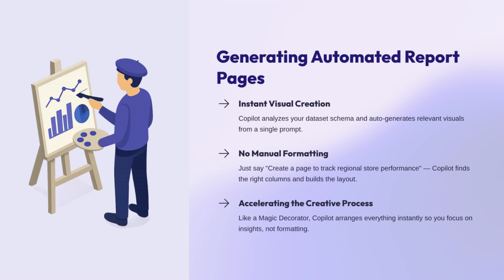The technical documentation defines this as the ability of Copilot to analyze your dataset schema and automatically suggest and create a layout of relevant visuals such as cards, bar charts, and trend lines based on a single prompt. To speak naturally, it is the instant artist. You don't have to worry about where to drag the sales field or which date axis to use. You just say, "Create a page to track our regional store performance," and Copilot looks at your data, finds the region and revenue columns, and draws the whole thing.